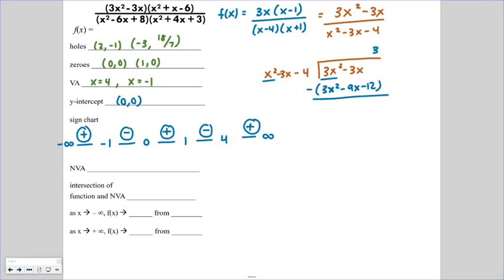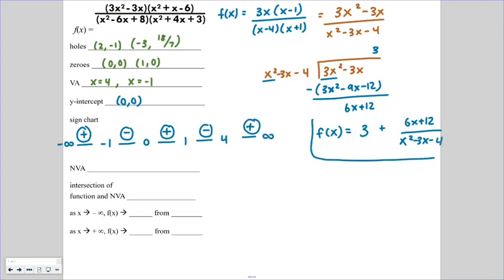So when I add everything together, or subtract everything technically, negative 3x plus 9x is going to become 6x, plus 12. So my new form of the function after we perform long division is going to be 3, that quotient, plus the remainder over the divisor. All right, so that's the second form of the function.